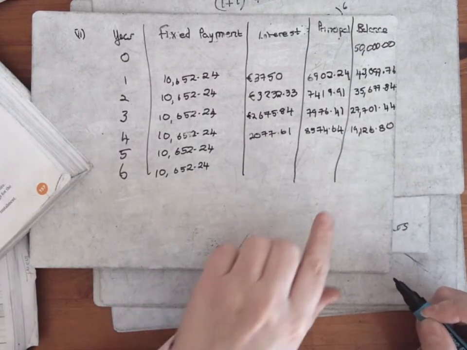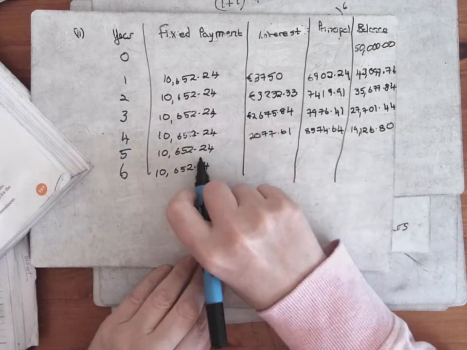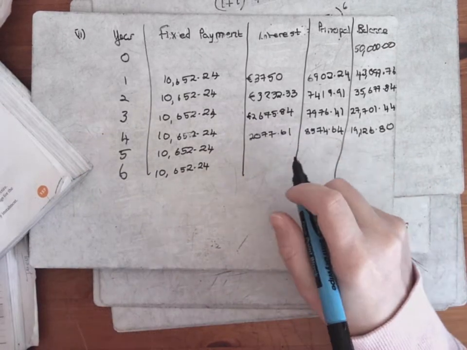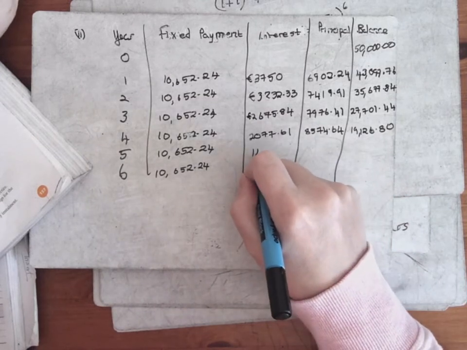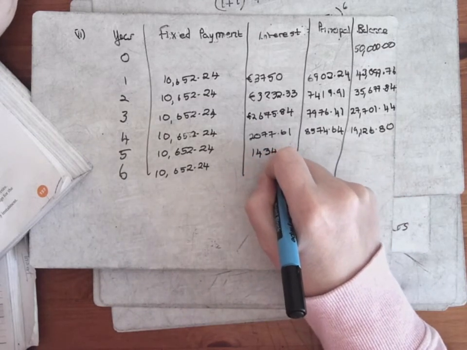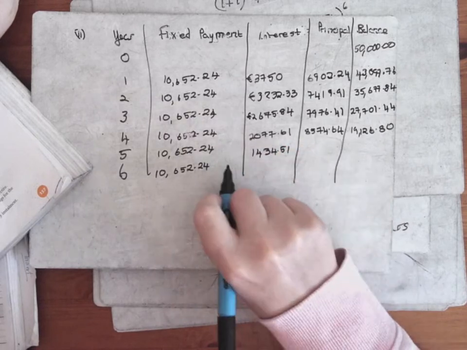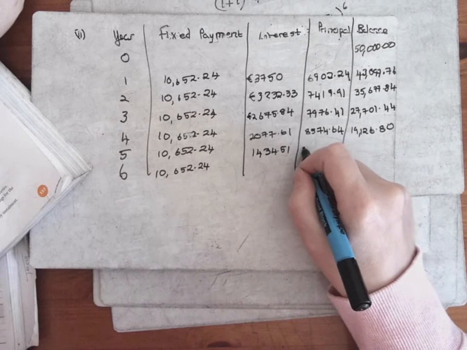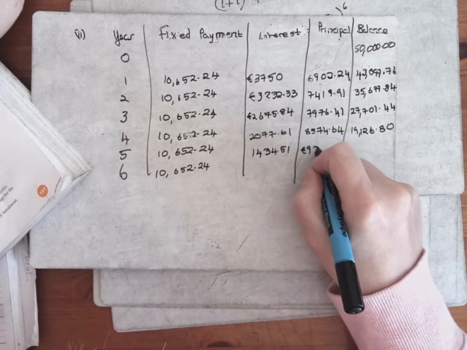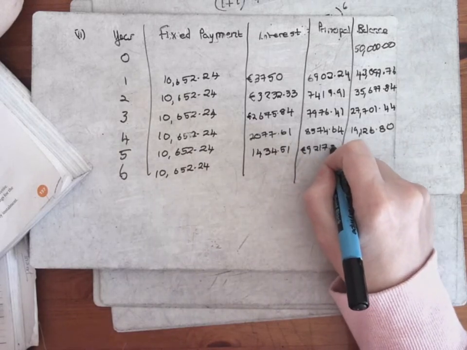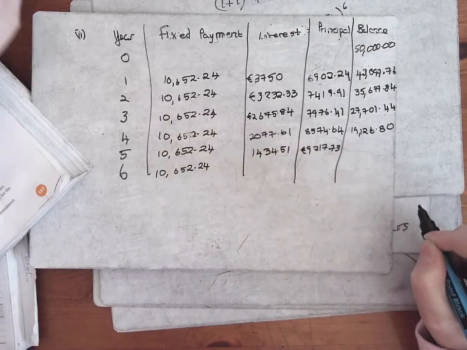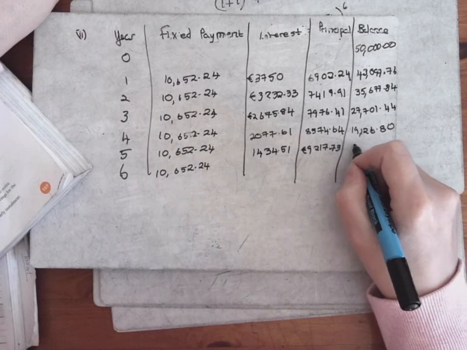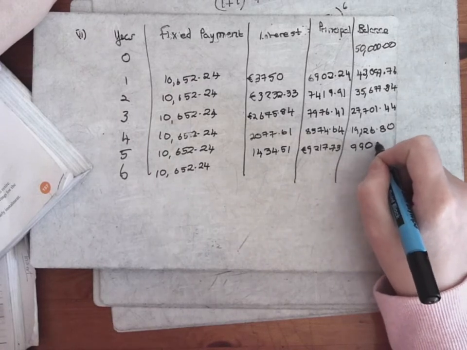Okay, the next year she pays them this much. The interest is 7.5% of the balance, so the interest for this year is 1,434.51. This was the interest, so that means 9,217 euros and 73 cents came off the loan. So the loan, take away that, and she only owes them 9,909 euros and 6 cents.